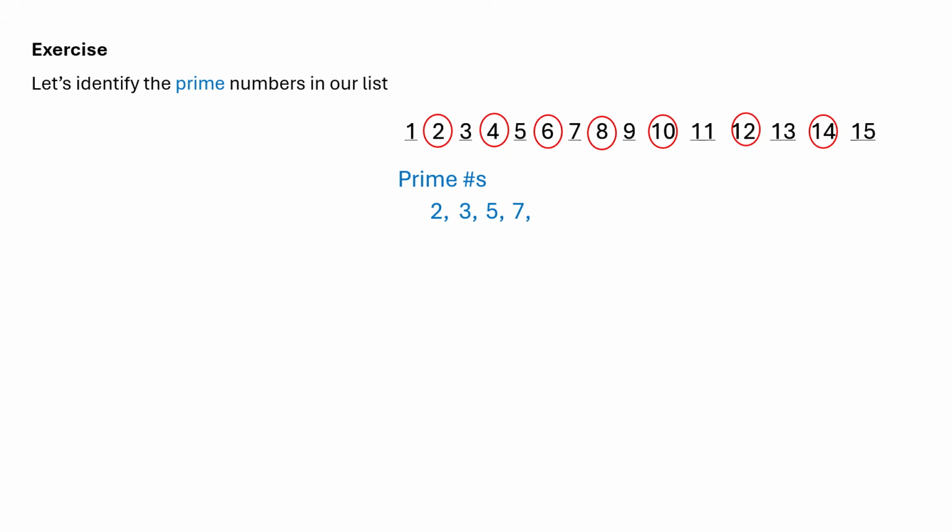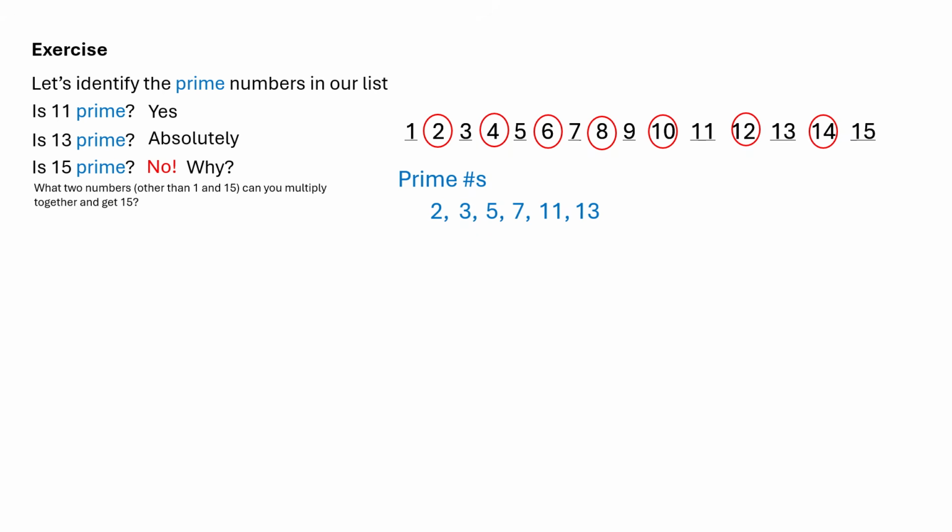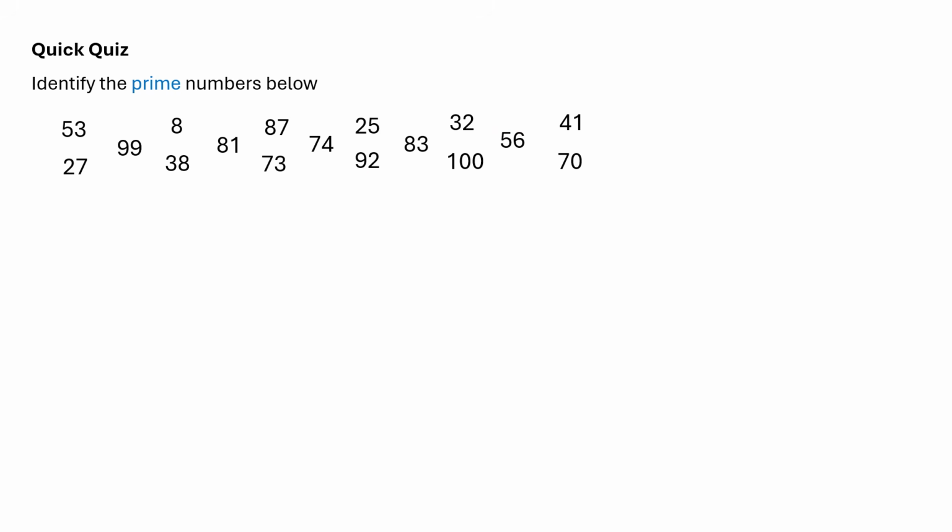Okay, let's continue. Is 11 prime? Yes. What about 13? Absolutely. Is 15 prime? No. Why not? What two numbers other than 1 and 15 can you multiply together and get 15? That's right, 3 times 5 is 15. So therefore, 15 is a composite number.